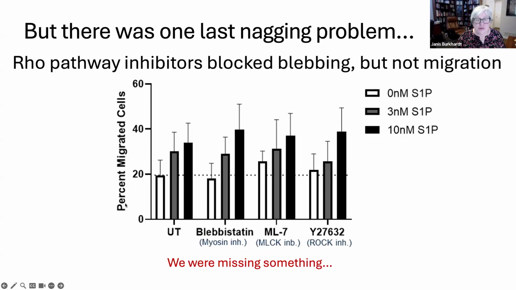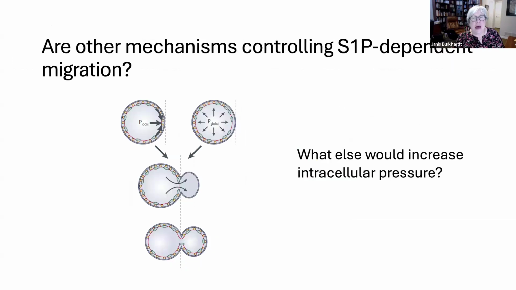If we look at the migration in a transwell assay to S1P, it's not blocked by anything to do with myosin. So we knew we were missing something. And that led us to start thinking about what are some other mechanisms that can control S1P dependent T cell migration. What else could increase intracellular pressure? Well, I already told you it's not extracellular force because these cells are not confined, and it's not myosin. So the only other thing that comes to mind is water influx, hydrostatic pressure.